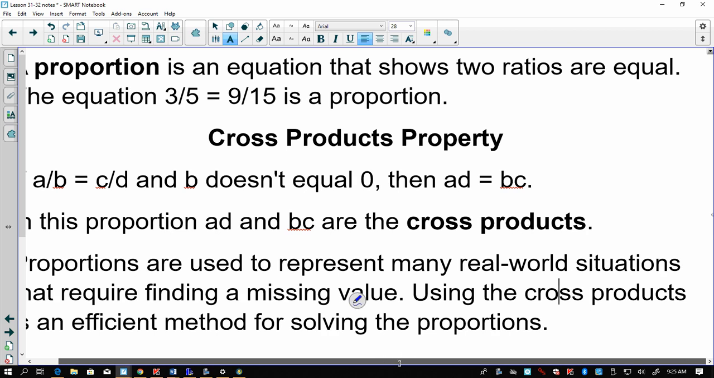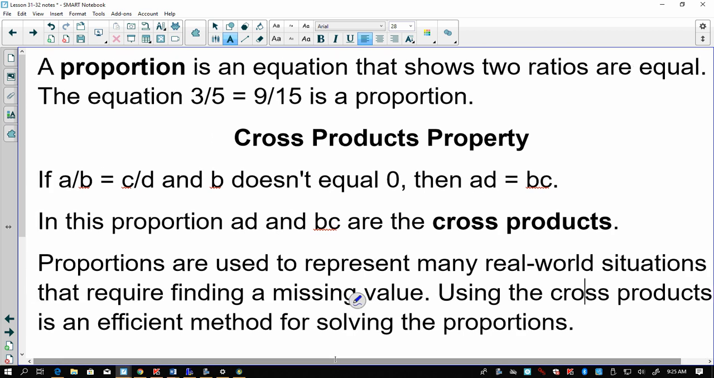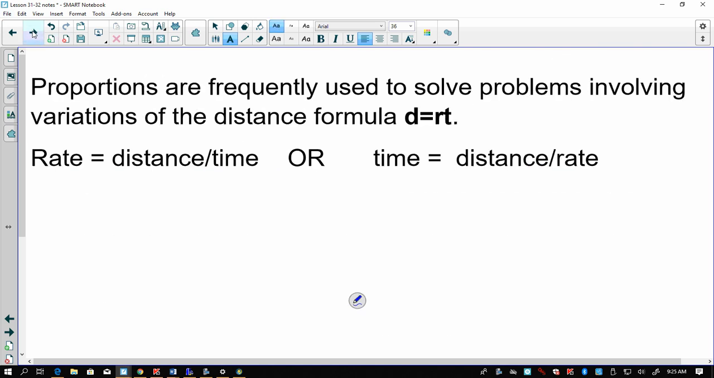Using the cross products is an efficient method for solving the proportions. So we'll cross multiply. Proportions are frequently used to solve problems involving variations of what we call the distance formula. Distance equals rate times time. We'll also rewrite that, and basically all we've done is move the variables across. So rate equals distance divided by time.